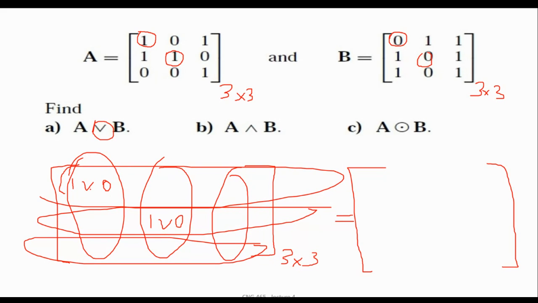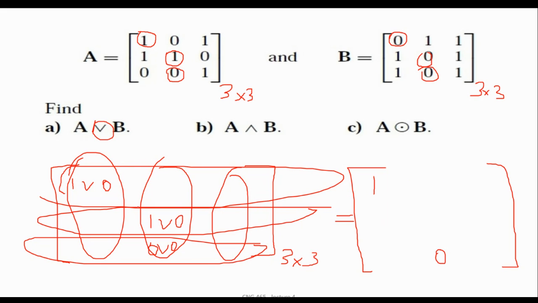Okay, what's the disjunction of 1 and 0? It means that one of them at least should be 1. If it's the case, then this is 1. If both of them are 0, like this case, so 0, disjunction 0, it will give you 0 for this position.